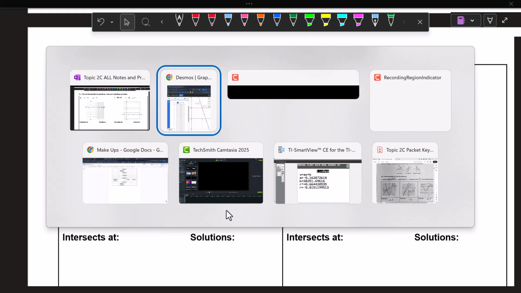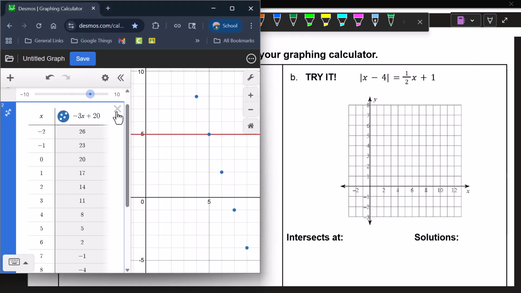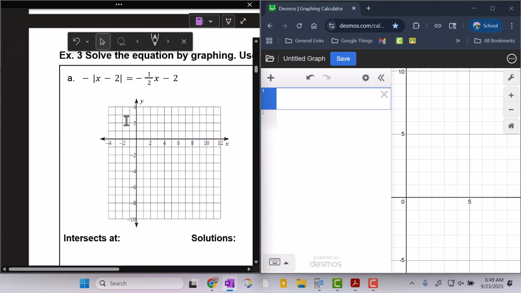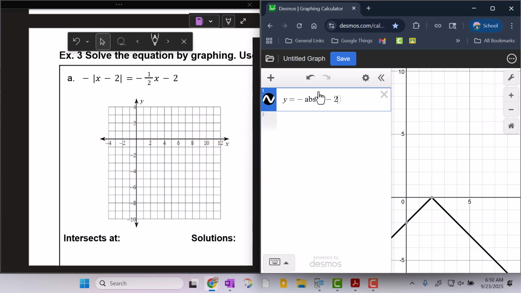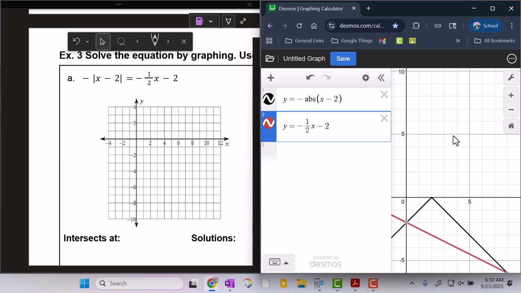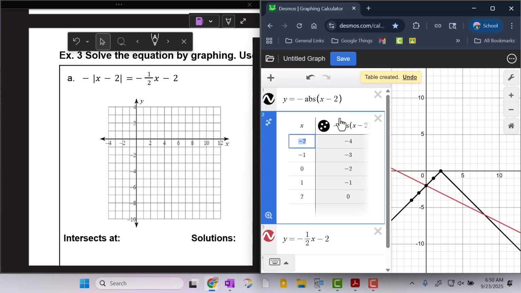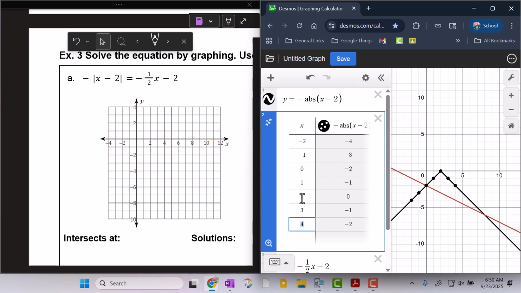Okay, doesn't change anything that we do. So let's move over here for this one. So y equals negative absolute value of x minus 2 and y equals negative 1/2 x minus 2. Maybe we need some points. It's not clear where they are. I would go a couple more points just so we can see where the vertex is of this absolute value.